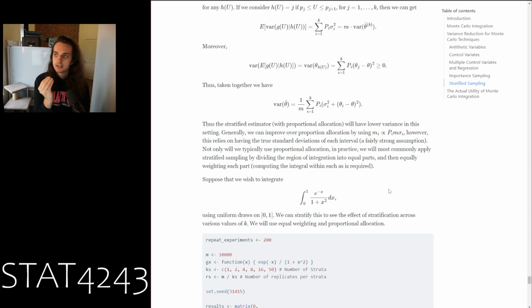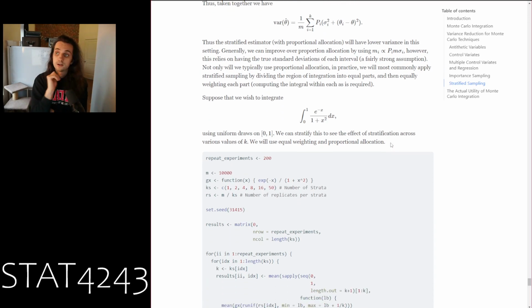It also turns out that instead of using proportional allocation, the actual best bet is to be proportional to not only the probability that you're in the region, but also the variance or the standard deviation within that region as well. However, we don't typically know the standard deviation, so that's not normally a very helpful addition there. And so we'll just typically take things being proportional to the probability that you fall in the region times the sample size. So we can actually apply this.